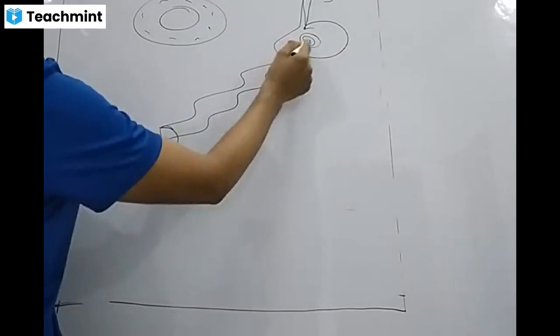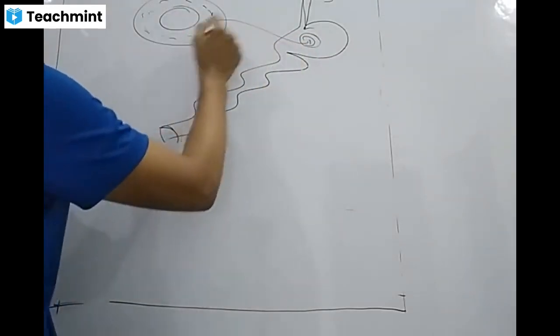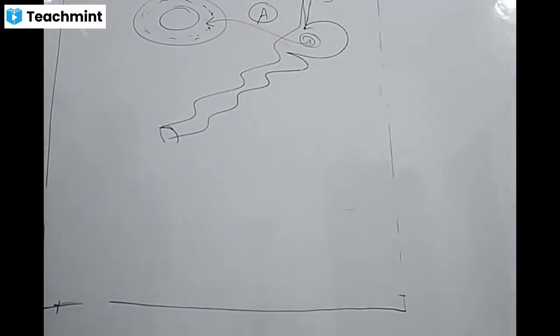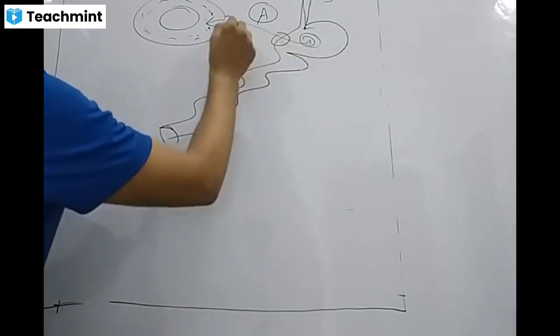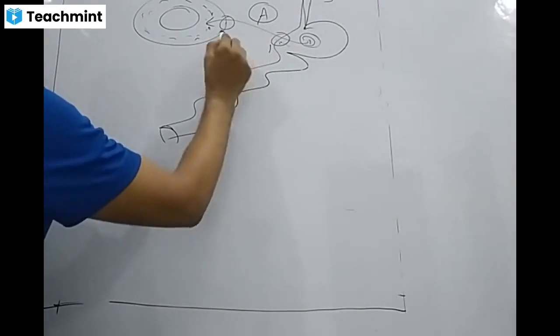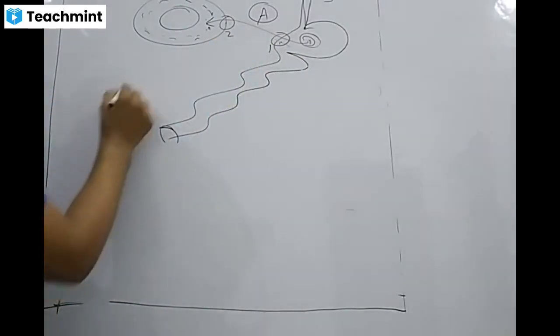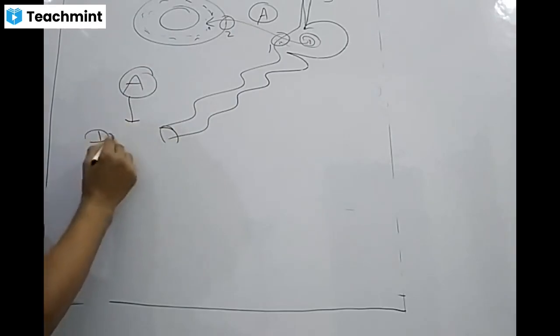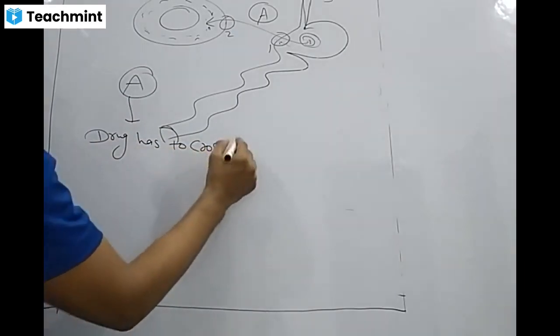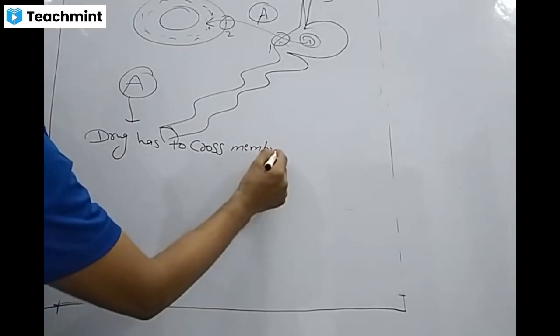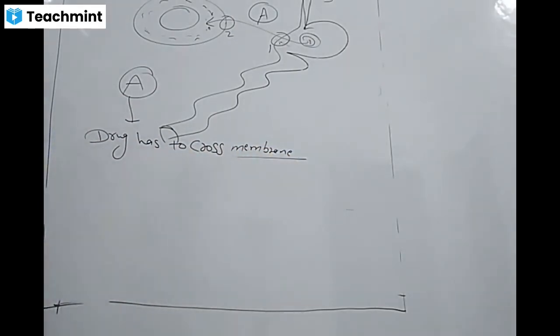So here is the drug and it wants to reach into systemic circulation. This we call absorption. For absorption to occur, what is important? These two barriers, 1 and 2. For absorption, the first condition is the drug has to cross membranes. These are biological membranes and they are made up of lipid.